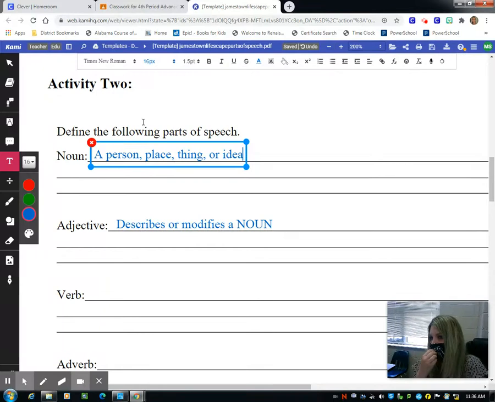So if you take any noun that you could see around this room, Chromebook, an adjective would tell you more about that Chromebook. It could be size, shape, color, what kind, how many. Okay, so you could say the Dell Chromebook, the gray Dell Chromebook, the broken Chromebook. However you want to describe that Chromebook, that would be an adjective.